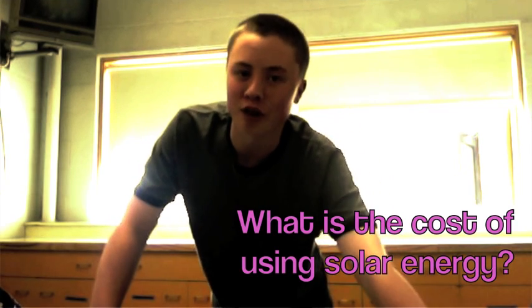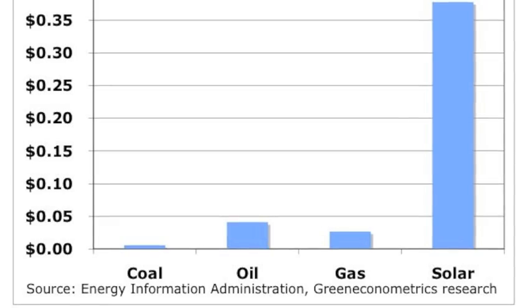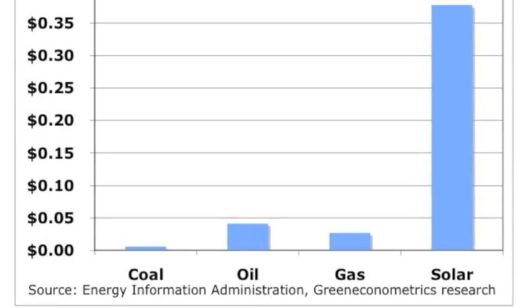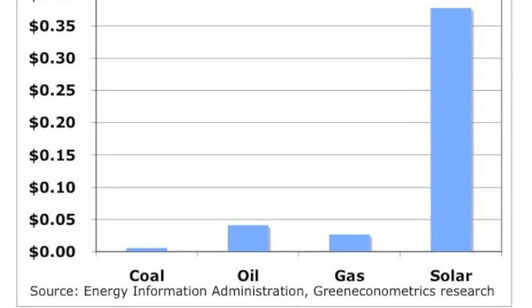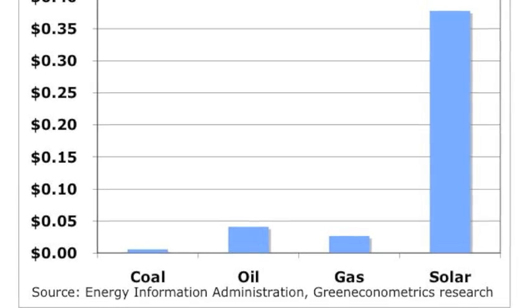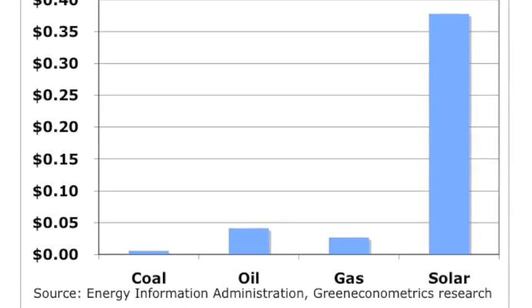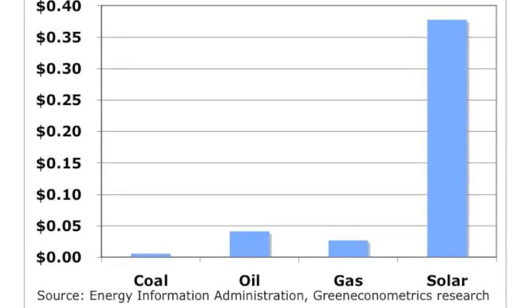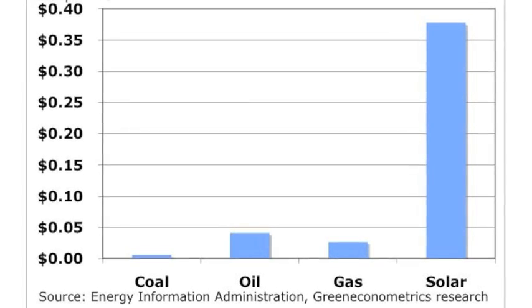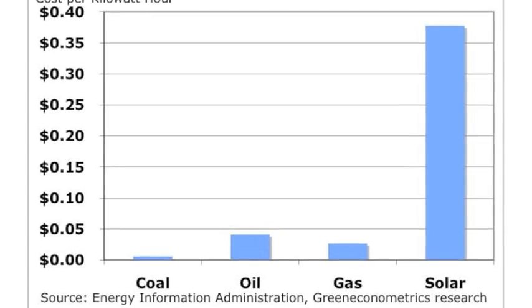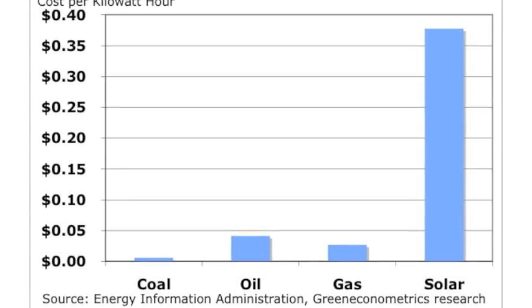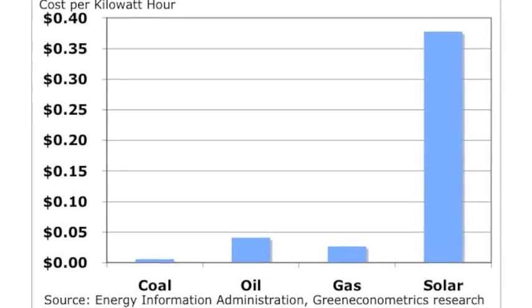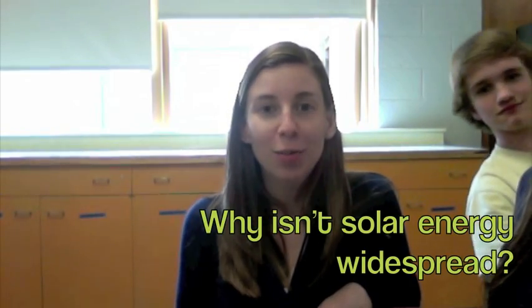What is the cost for using solar energy? In comparison to other sources of energy, solar energy is more expensive. A $45,000 solar energy system produces enough energy to power only half of the energy used by the typical American household. After production rates increase, solar energy costs should begin to decline, making it more readily available and accessible to society. Why isn't solar energy widespread?